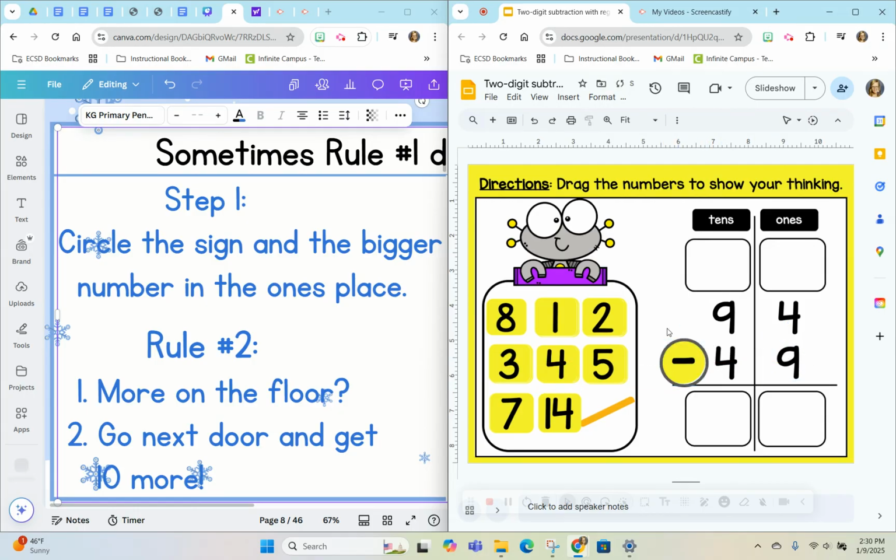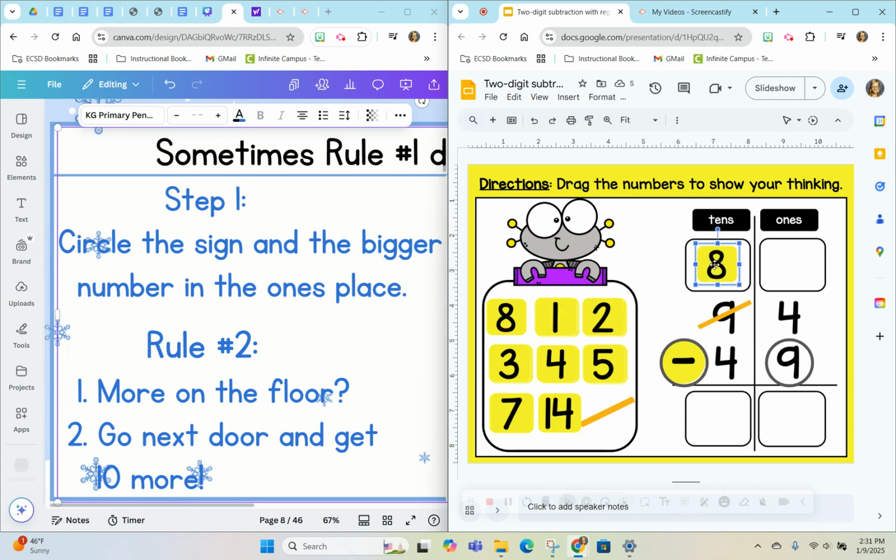So remember that we are subtracting and following the rules of subtraction. And so now what we have to do is circle the bigger number in the ones place. And as we see, it is on the floor. So what does our rule say? Read it with me: more on the floor, go next door and get 10 more. So what is next door to the ones place? The tens place. So we are going to take your pencil and cross out that 9. We're not going to have 9 tens anymore. How many are we going to have? You're going to have 8.